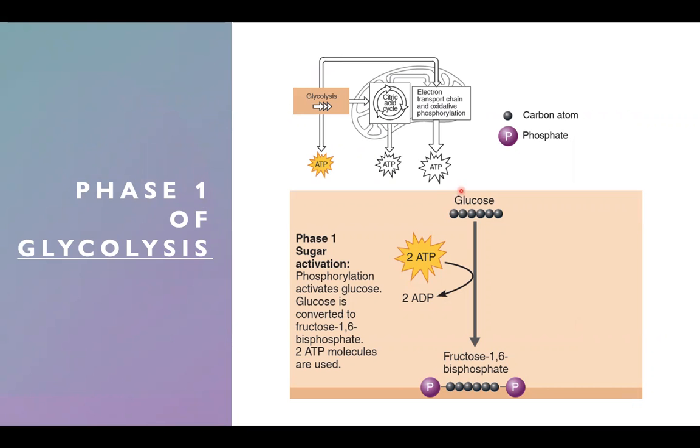So phase 1 of glycolysis. Let's talk about glycolysis first. We're in the first step of cellular respiration. What we're going to do is split a glucose molecule into two pieces. But we do that in 3 different phases. And this is phase 1, called sugar activation.